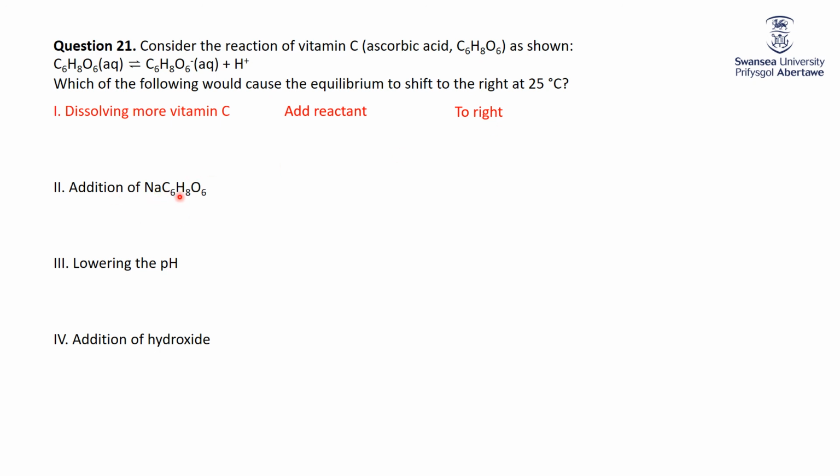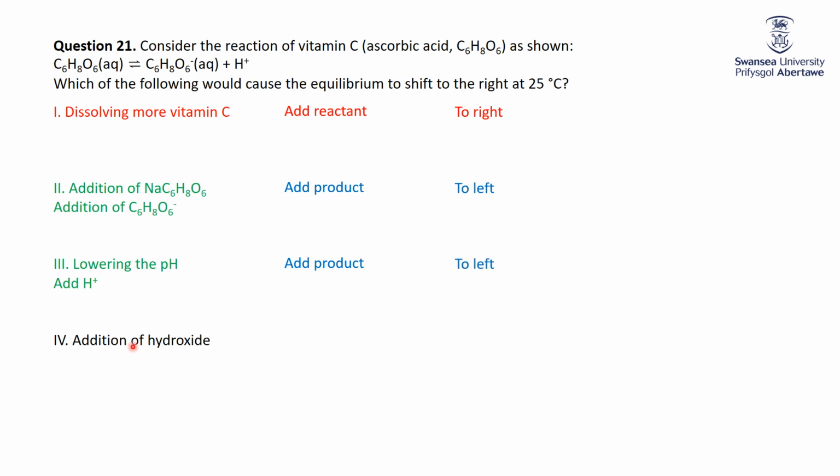Adding in NaC6H7O6. Well, this is the same as adding C6H7O6 minus. So we're effectively adding a product. Any reaction, when you add a product, is going to shift the reaction to the left. Lowering the pH, well, lowering the pH is adding H+. We're adding a product, so that shifts it to the left.